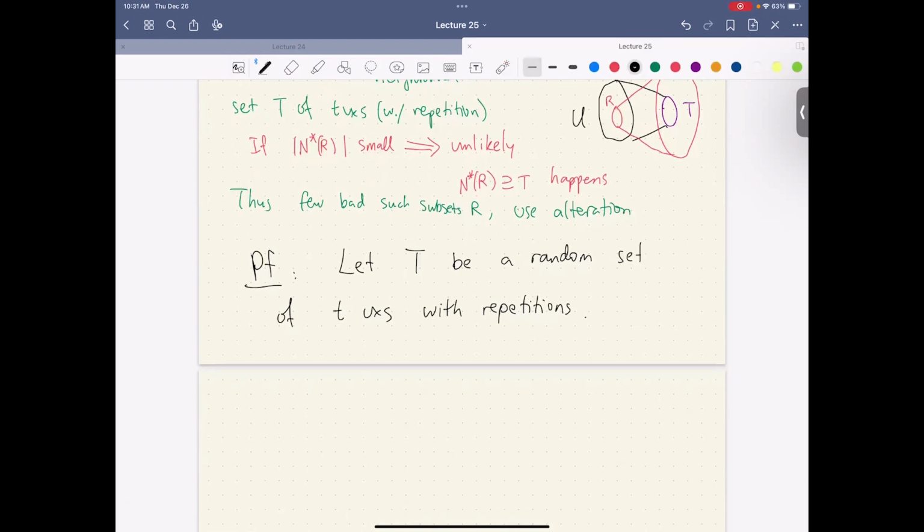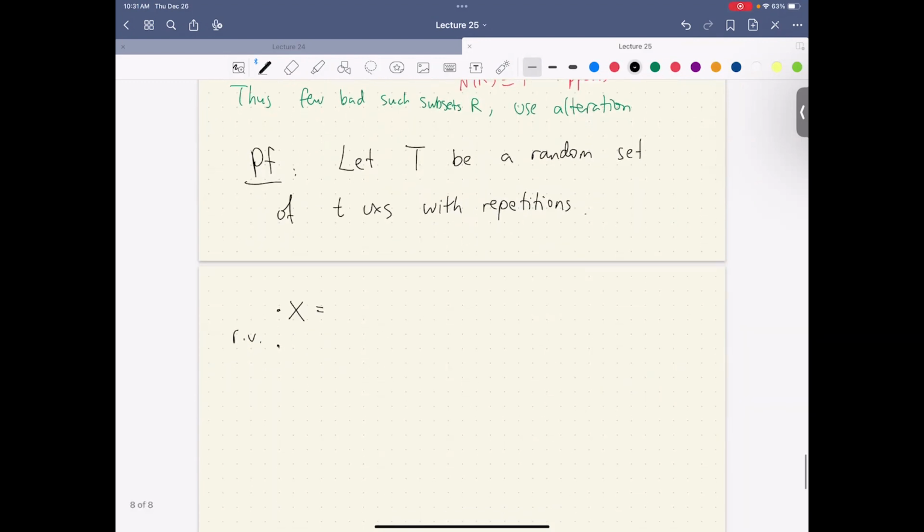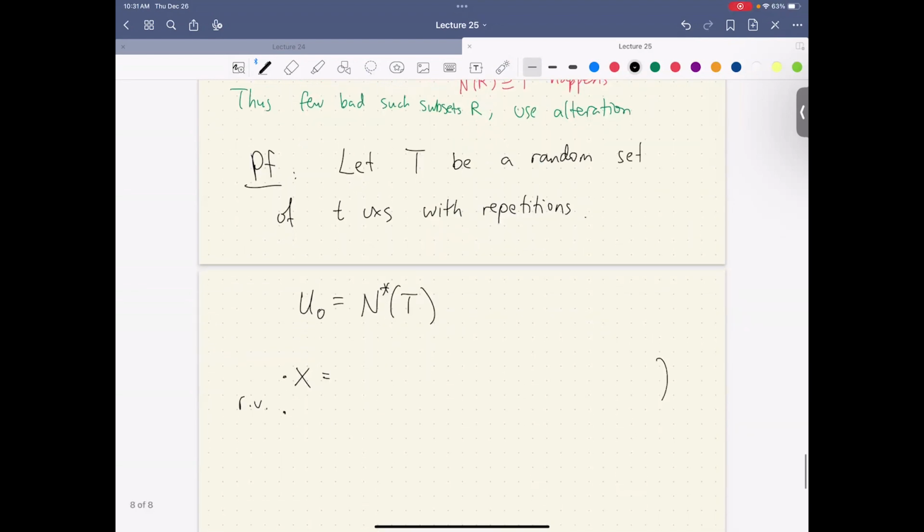Now we define two random variables. Let's first define the set U. Let's call it U0 because we're going to modify it. It is the common neighborhood of this random set T. Okay, so we have T. Look at its common neighborhood.